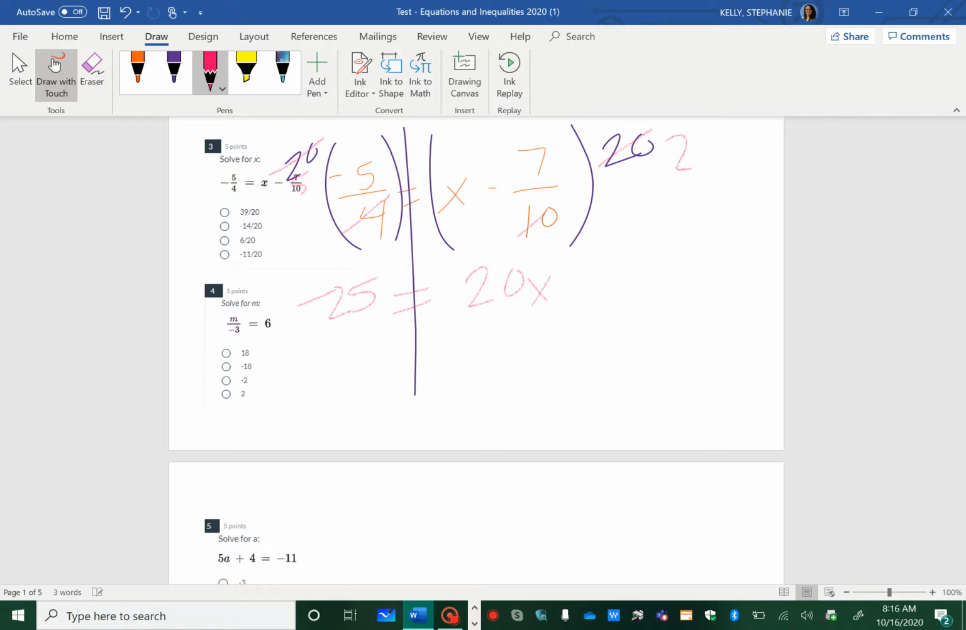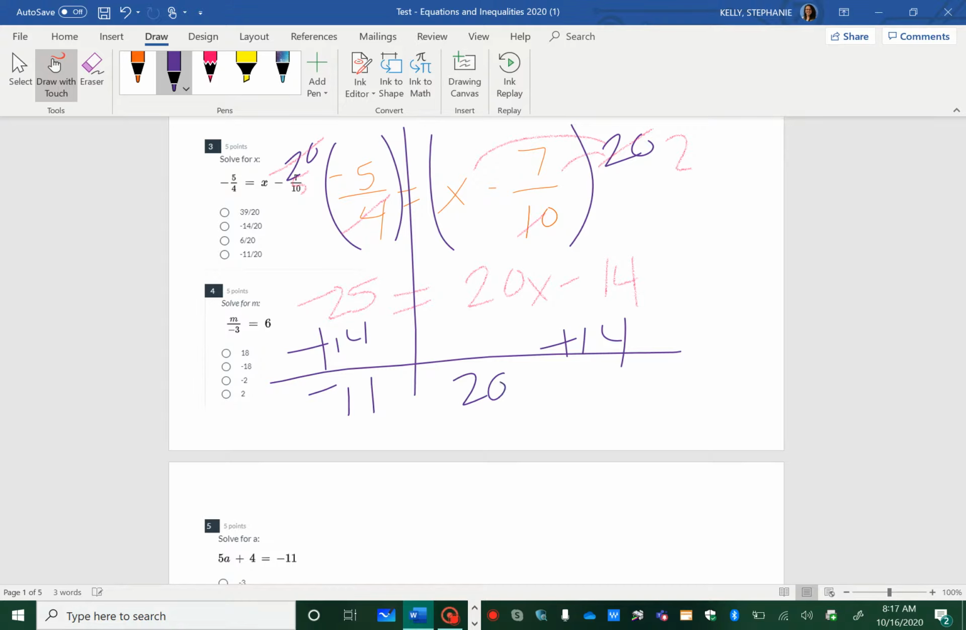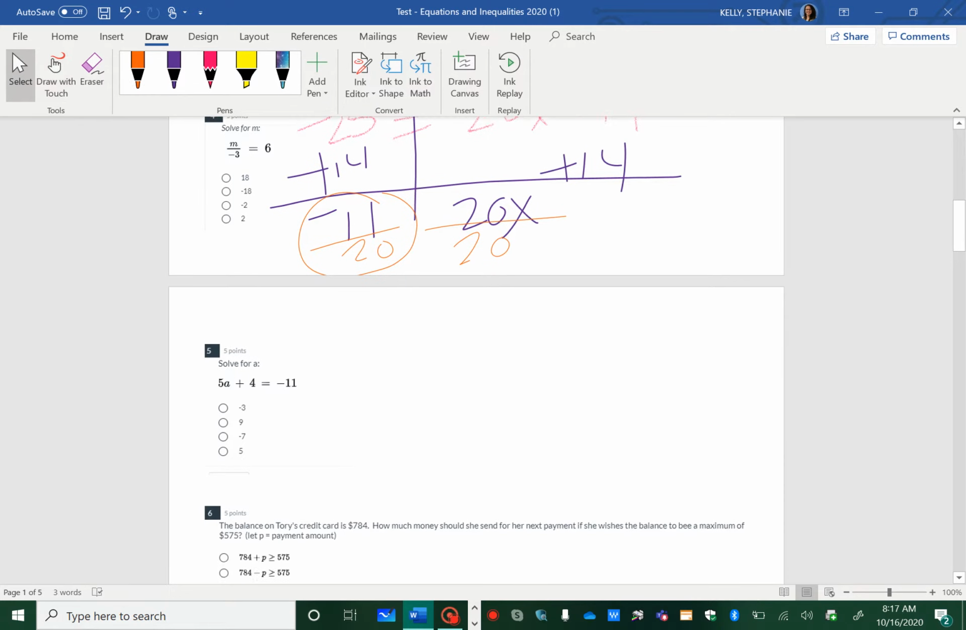Then we'll do it over here. So that would be 20x, because it goes here too, right? And here. But you're using your calculator. 20 times x, 20x. 20 times -7/10. You should get -14. Okay, from here, I'm going to add 14, add 14. I'm going to get -11. And then I'm going to divide by 20. Okay, so x equals -11/20. You pause as you need to so you can copy the work.